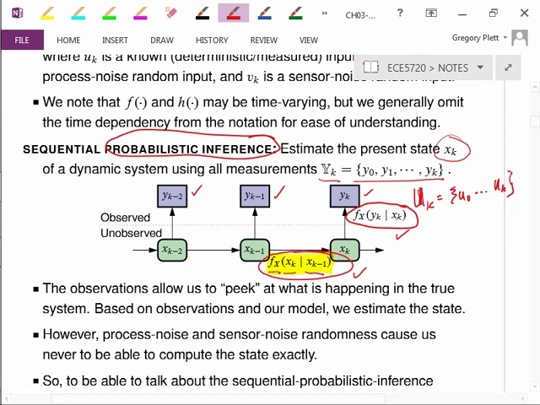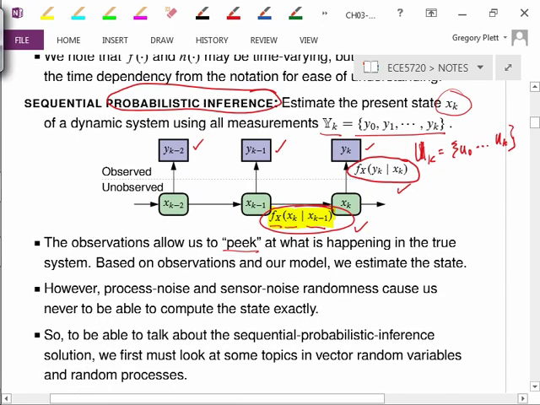So using the measurements y, using the known inputs u, using these conditional probability density functions, come up with an optimum estimate of the state. So while the observations are not perfect, they do allow us to peek in and get some idea of what's happening in the true system, and based on that we estimate this state. So that's the big picture idea.